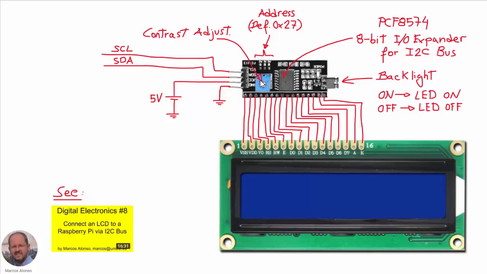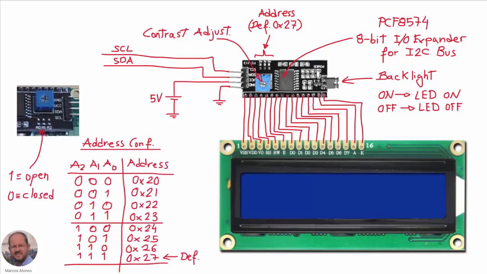We can adjust the contrast of the LCD using this potentiometer. We can activate and deactivate the LED used as backlight here on the LCD. And finally, we can select the address at which we are going to connect our LCD in the I2C bus by using these paths here, but by default we have this address, which is 27 in hexadecimal. So this is the connection to our bus. We have the line SCL, SDA, and then we have the input for the power supply and the ground.